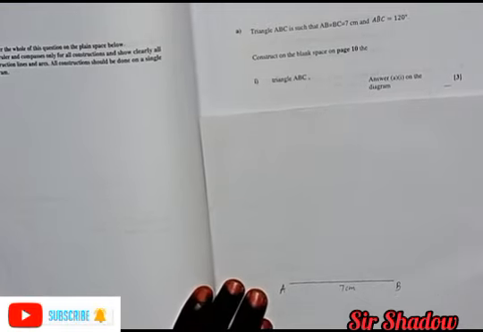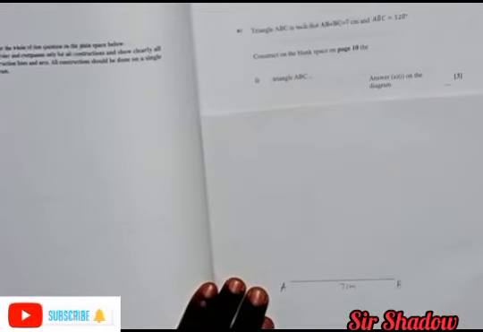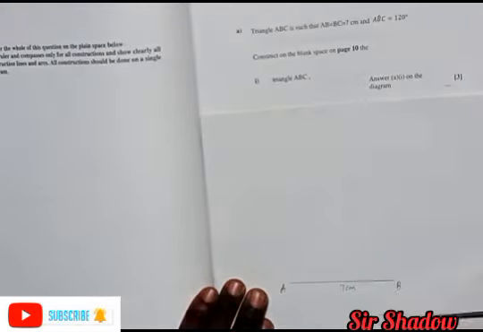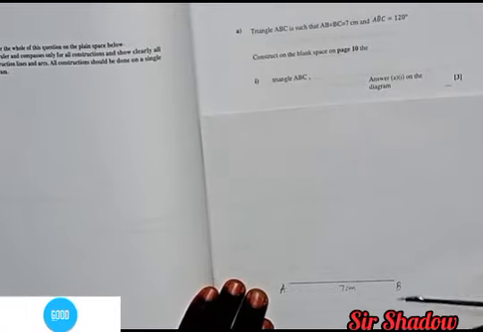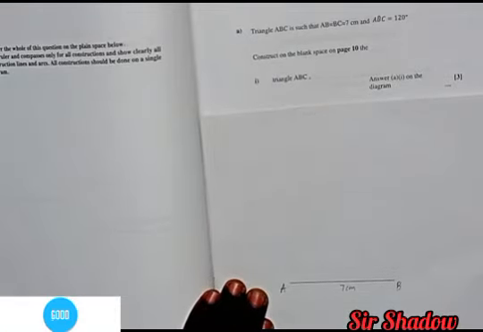So AB is equal to 7 centimeters, but you are also given that BC is also 7. But before drawing the line BC, because you don't know the direction of the line BC, it can be in this direction, or this direction, or this direction. So the first thing you have to do is construct that angle, which is ABC, 120 degrees.